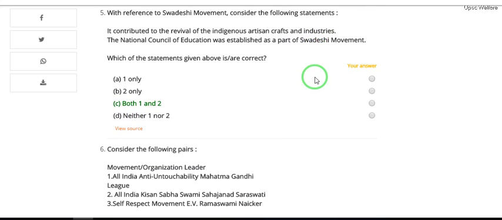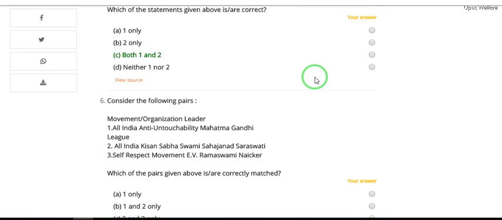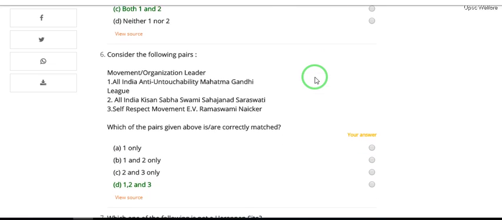Fifth one, the Swadeshi Movement. First option, it contributed to the revival of indigenous associations, crafts and industry. So it is going to be correct. And the second one, the National Council of Education was established. This is of course part of the Swadeshi Movement, so it is correct. Both are correct, so here C will be the correct answer.